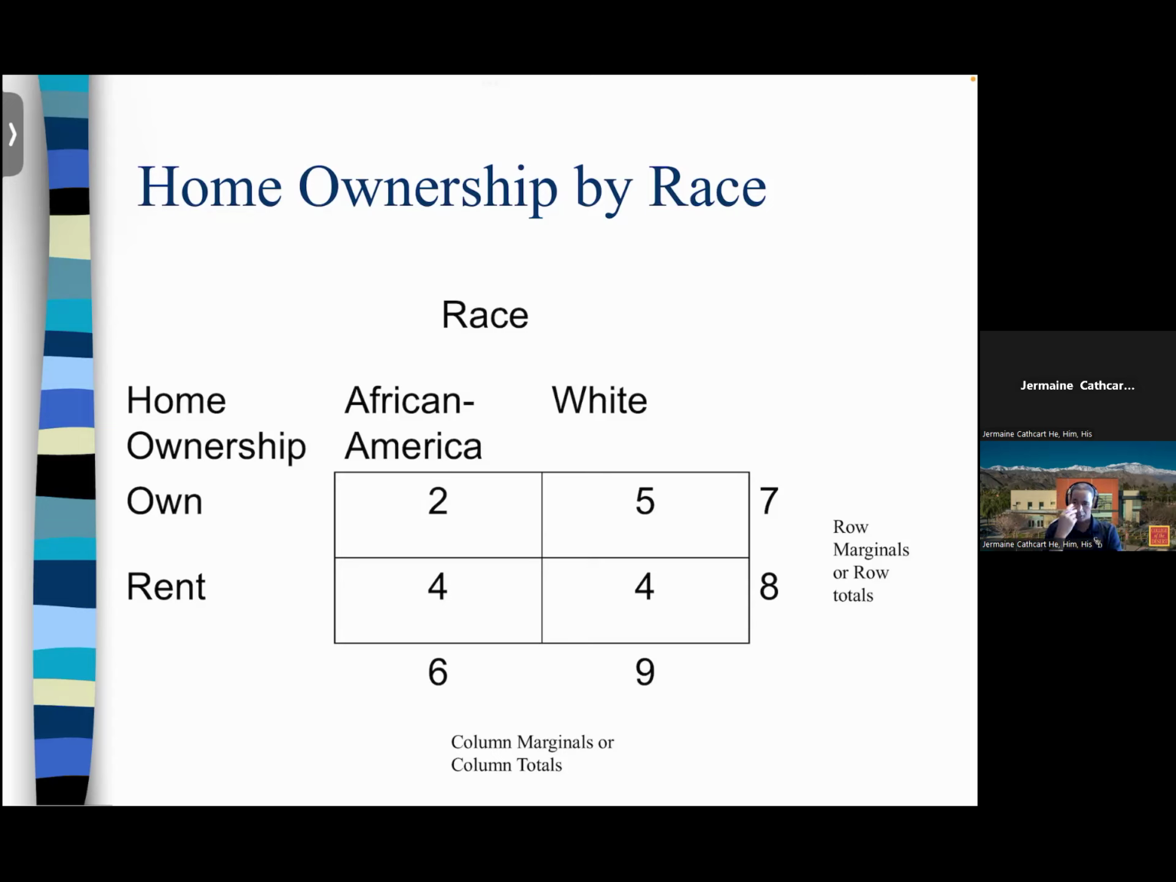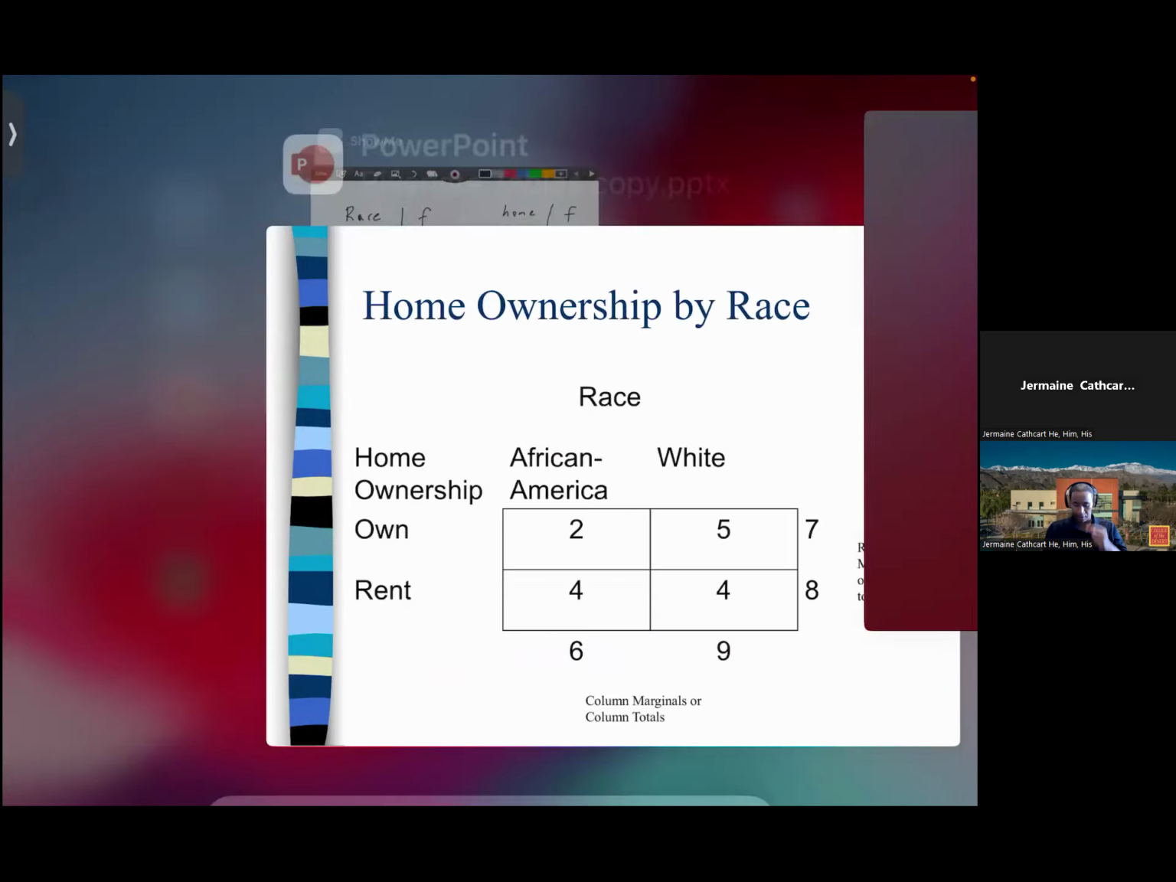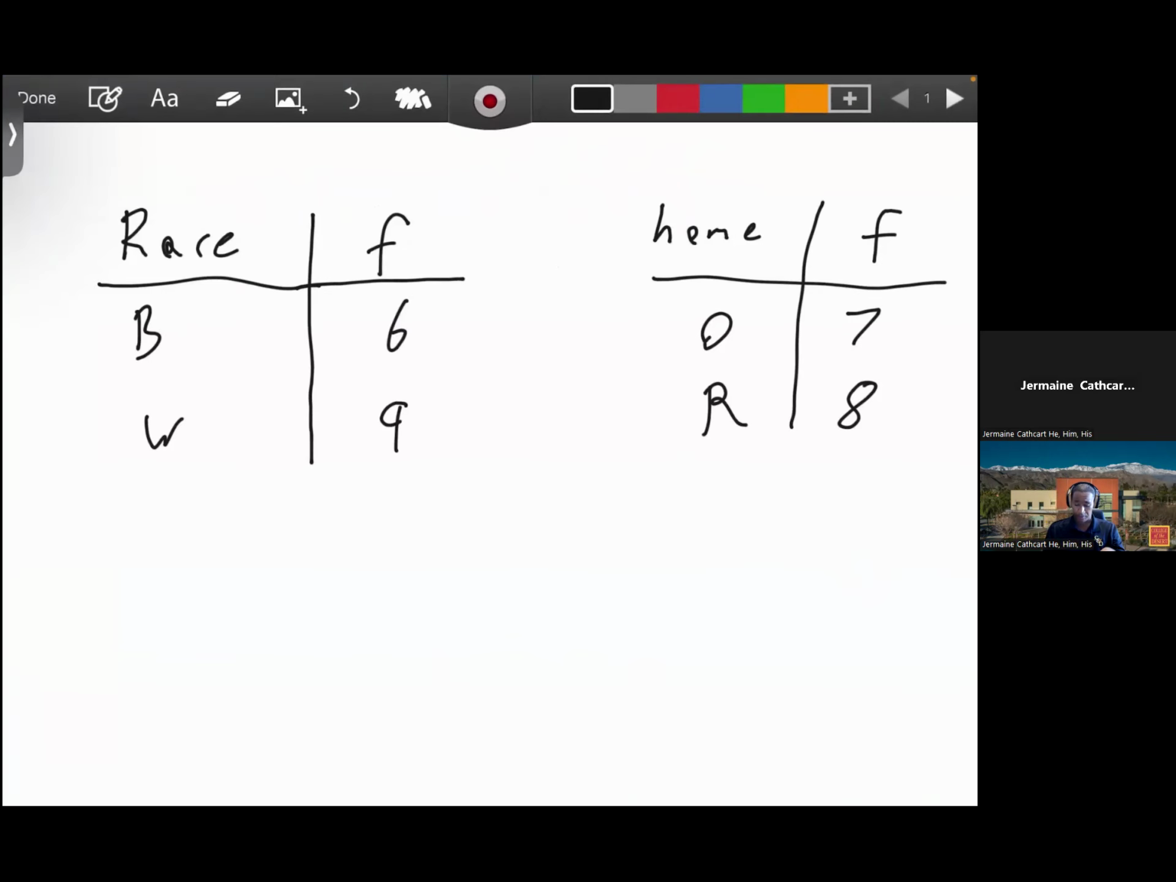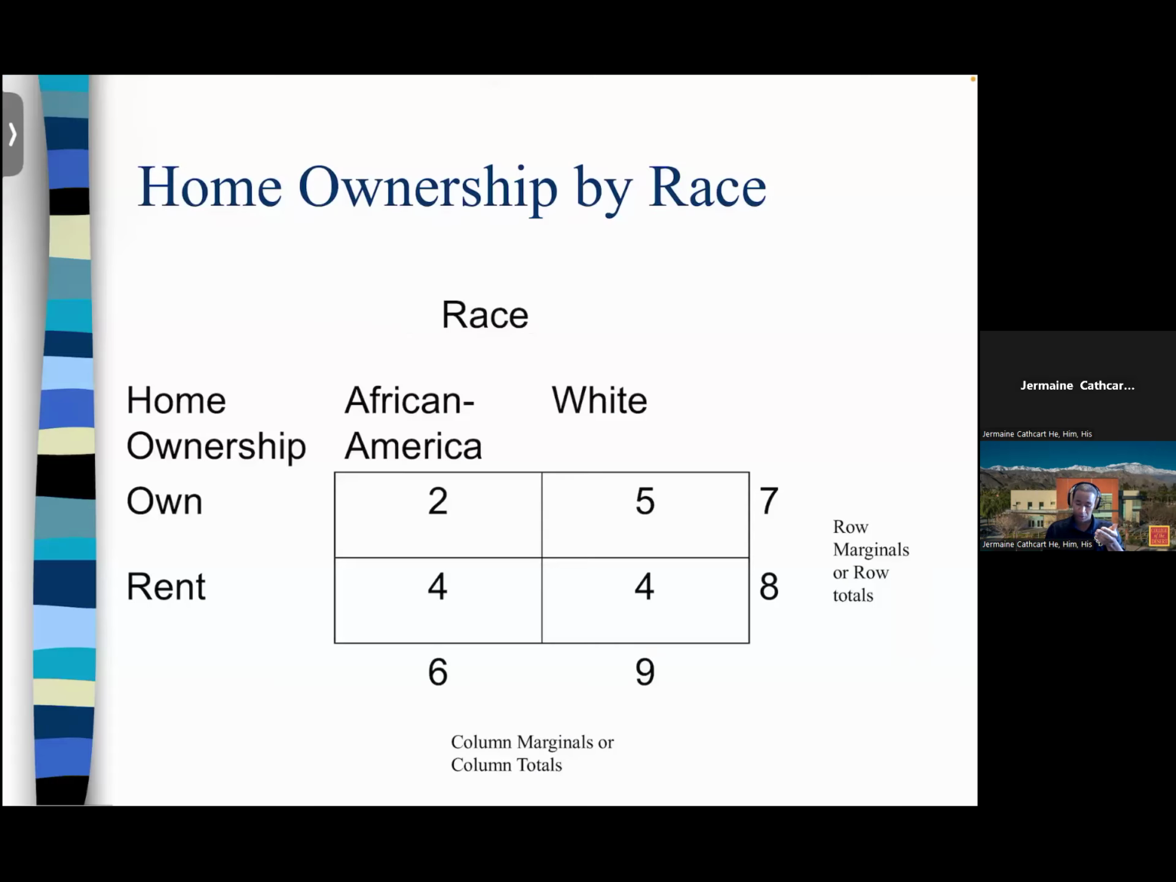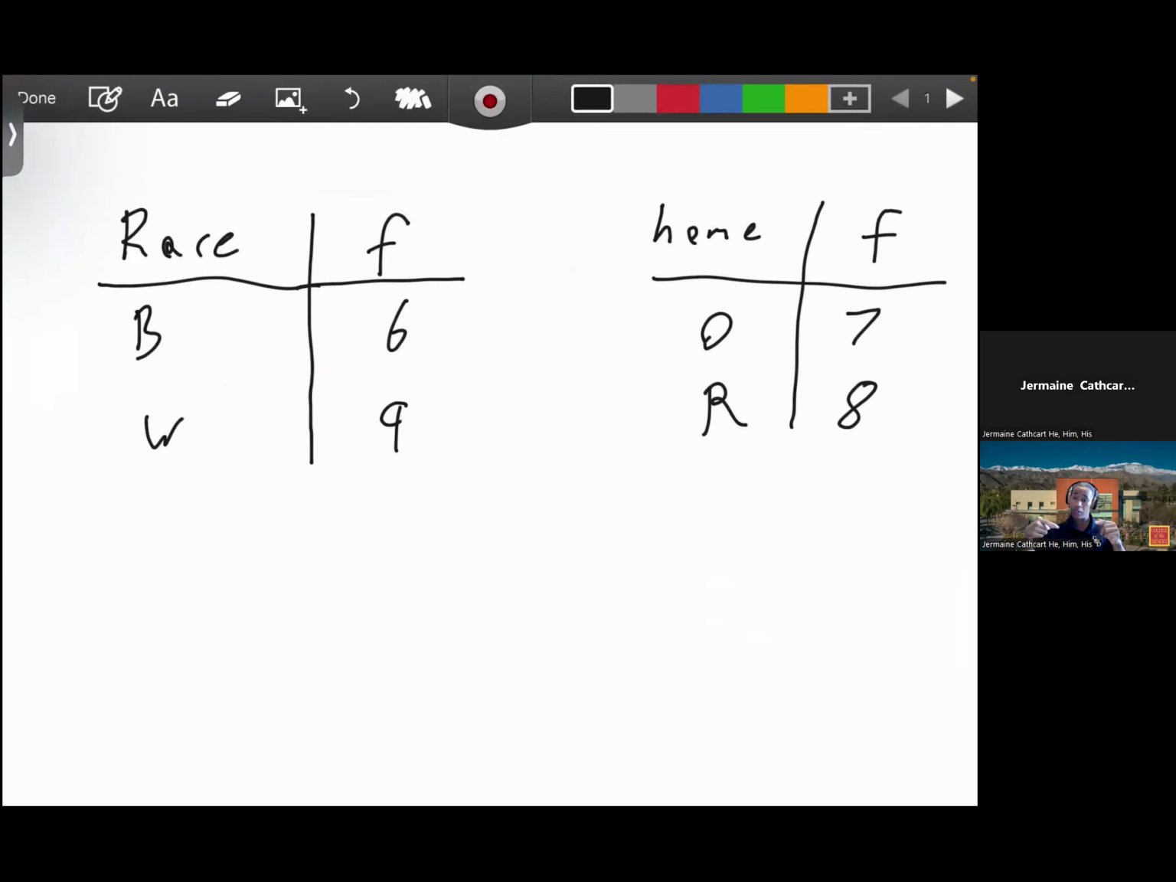You might notice, I don't know if people noticed yet, the totals for the columns, 6 and 9, are the same as the frequency distribution we have for race. So 6 and 9 here for the column total, same as 6 and 9 here, right? And then the row total, 7 and 8 for the variable home ownership, owner and rent, is the same as the home ownership frequency distribution. So basically, you're just taking two frequency distributions and laying them on top of each other.